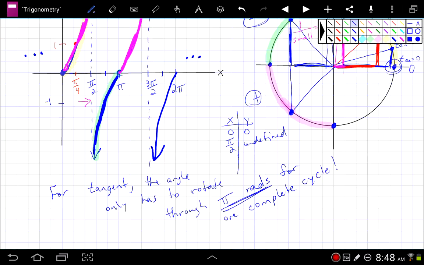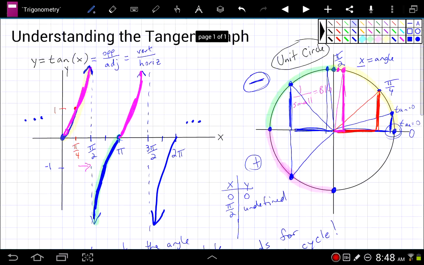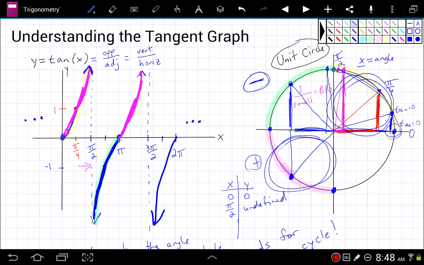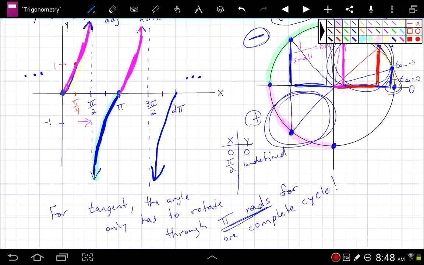Okay? That's very interesting. The reason is because the reference triangles in the first quadrant here have the same exact ratios as the reference triangles in the third quadrant. So the third quadrant starts to repeat the values from the first quadrant. So we only have to consider from 0 to pi. So typically you would consider 0 to pi one complete cycle.